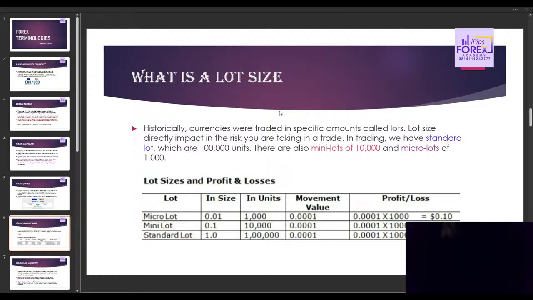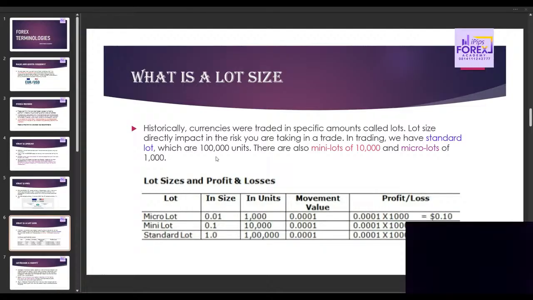And micro lots, which is what? 1,000 units. Now let's relate this standard, mini, and micro in terms of actual figures. Now we use pips. You remember pips is the distance of each price from price A to price B, and lot size is the specific amount of money. There's a correlation there that we want to arrive at, and you will get it.